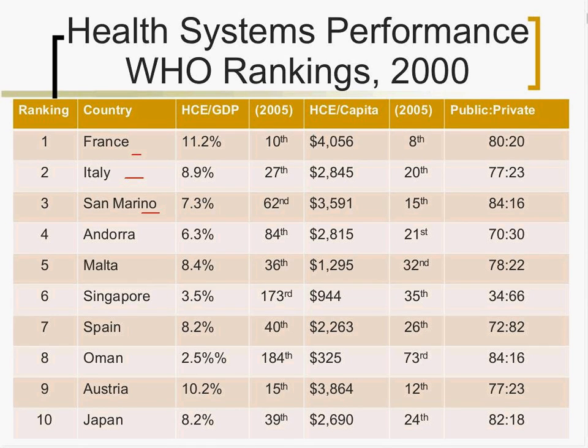The thing to note about the top 10 is that it's dominated by European countries. So 1, 2, 3, 4, 5, 6, 7 of the top 10 are European, and some are quite large countries. France, Italy, Spain, etc. all appear in the top 10, putting quite large amounts of their national income into health.